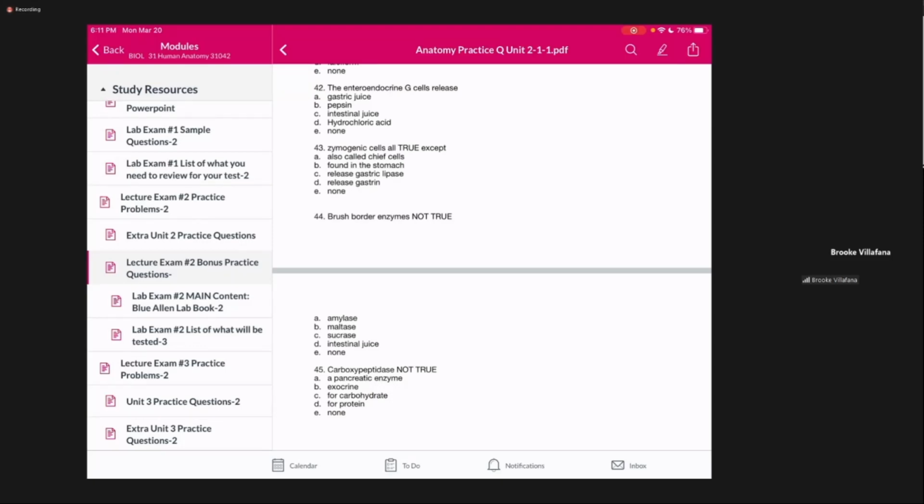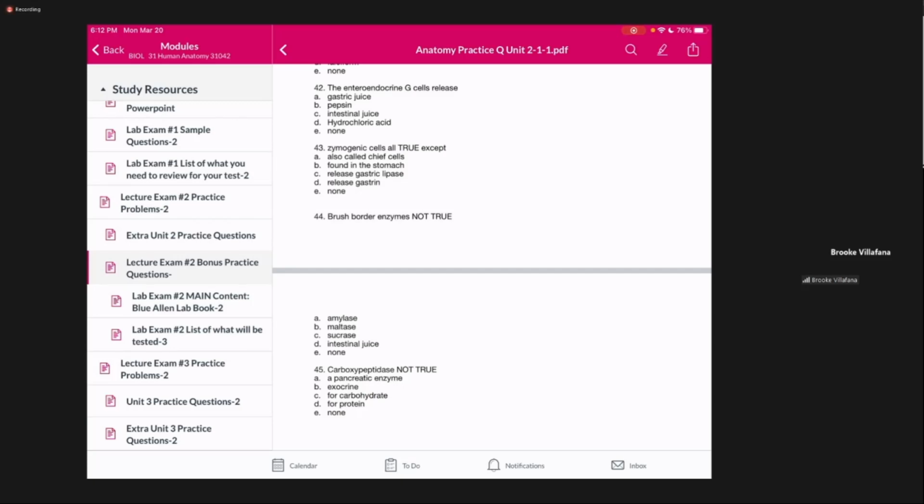43, zymogenic cells. All of these are true except. Right, so if you said D, release gastrin, that would be the correct answer, because the enteroendocrine or G cells are the ones that release the gastrin. Okay, so gastrin is released by the enteroendocrine or G cells, and that gastrin triggers the release of gastric juice. So again, the release of gastrin would not come from zymogenic cells. It would come from the enteroendocrine or G cells.